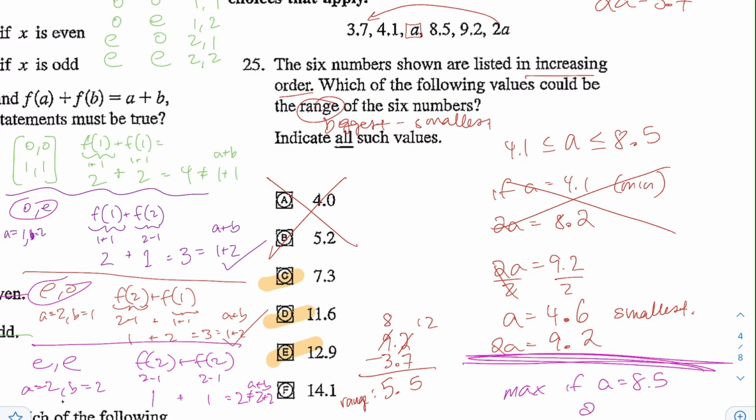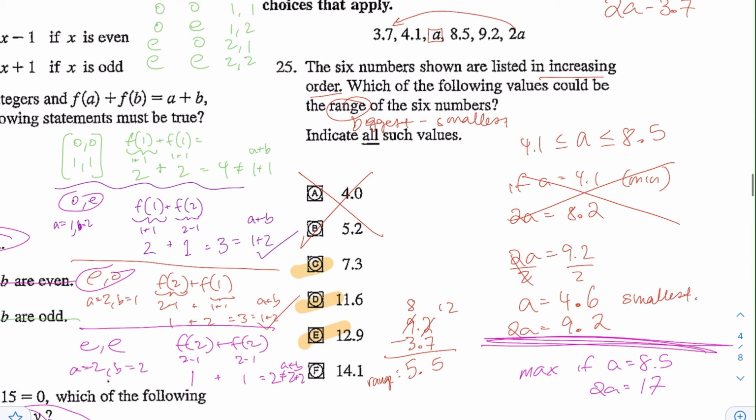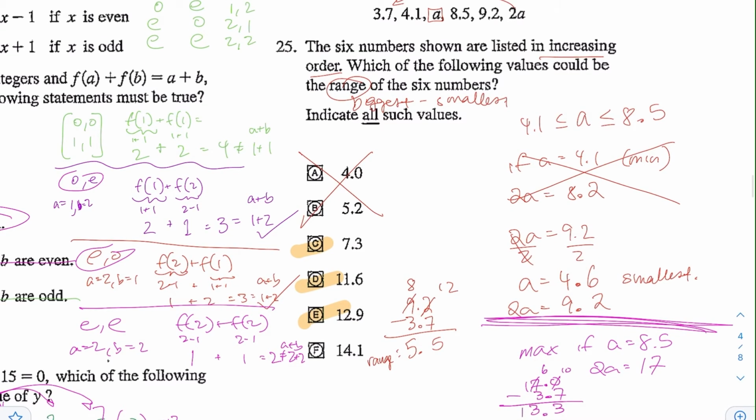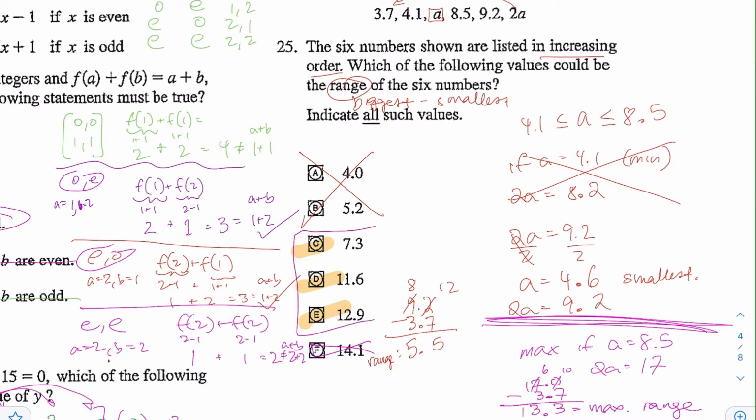So if A is equal to 8.5, 2A would be equal to 17. And then you would have to do 17 minus 3.7. Make sure you line up the decimals. That would be 13.3. And this would be the maximum range. So you can't have a range greater than 13.3, so F is also out. So the answer has to be C, D, and E.